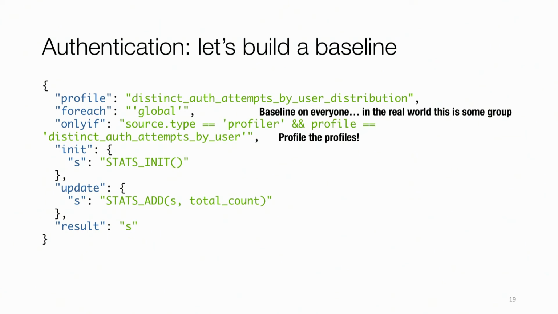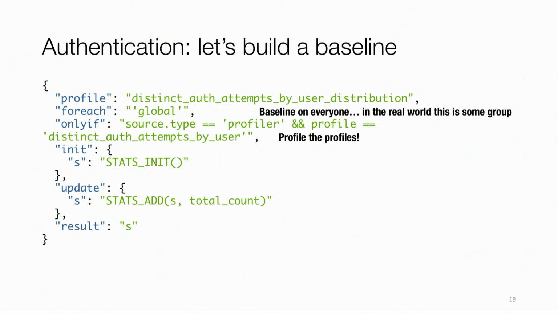Now, one of the interesting things here is that my for each is different. It's no longer by user. It could be by user. Maybe you do want to look at just the baseline against an individual user's behavior. But in the real world, what we found is it's much more likely to be something like an AD group or a functional group or a departmental group, because that tends to be a better selector of people who are going to behave a little bit alike.